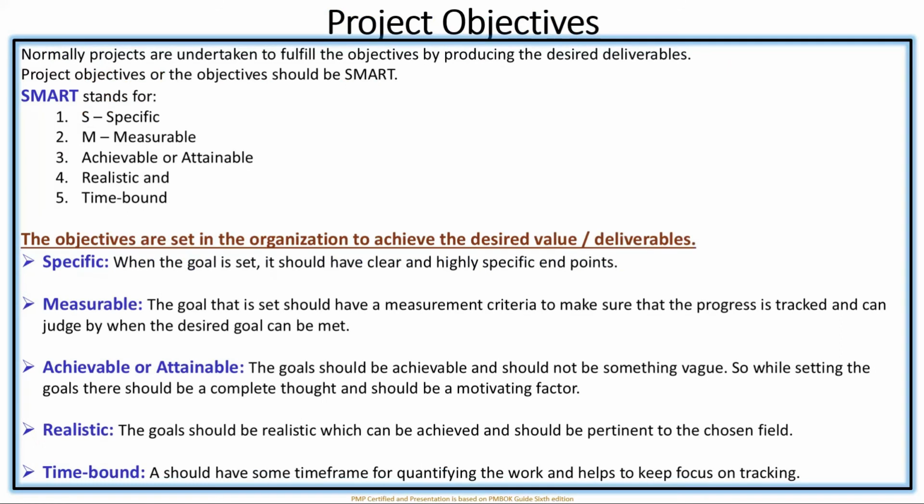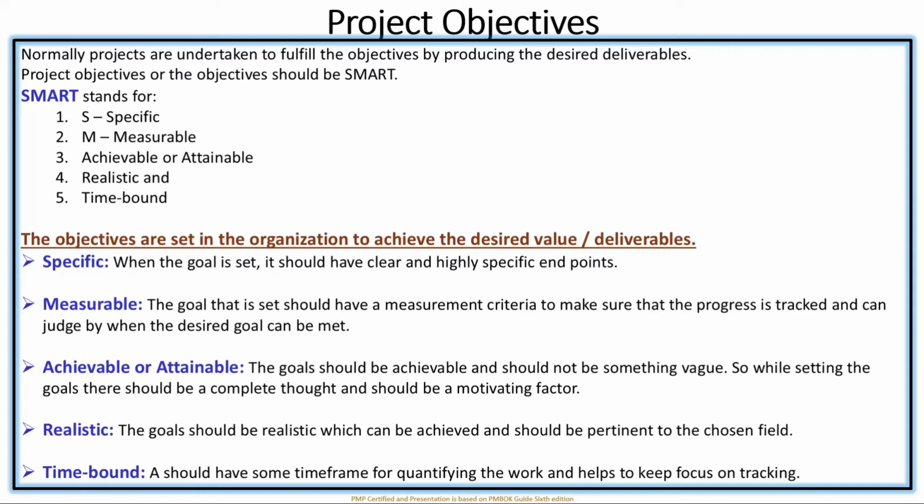Okay. Now what are the objectives of the project? See, every activity we do or every action we perform, there are some objectives associated to it, and we define those objectives as SMART objectives. Okay. Now SMART can be broadly defined as: S for specific, M for measurable, A for achievable or attainable, R for realistic, and T for time bound.